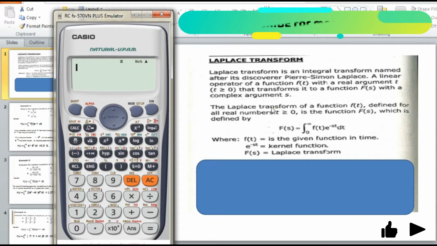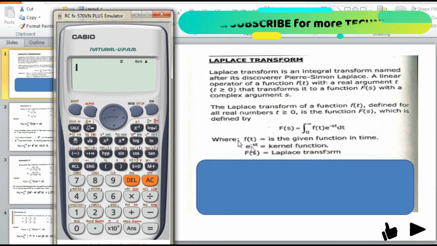The Laplace transform of a function f of t defined for all real numbers t greater than or equal to 0 is the function f of s, which is defined by f of s is equal to the integral of f of t multiplied by e to the power of negative st dt, with the lower limit of 0 and upper limit of infinity, where f of t is the given function in time and e to the power of negative st is the kernel function and f of s is equal to the Laplace transform.